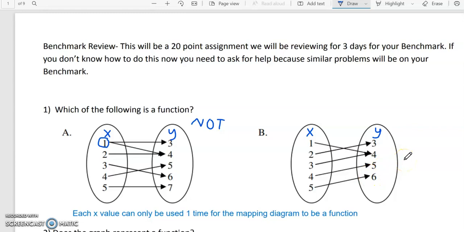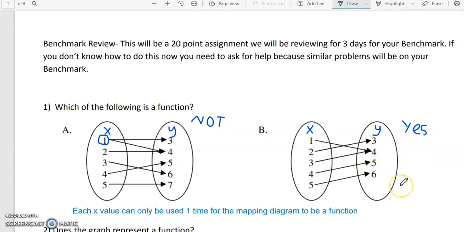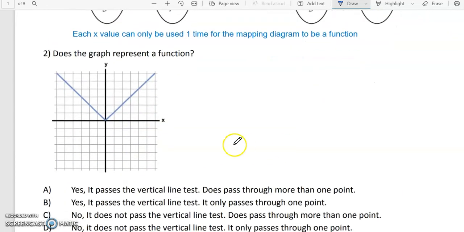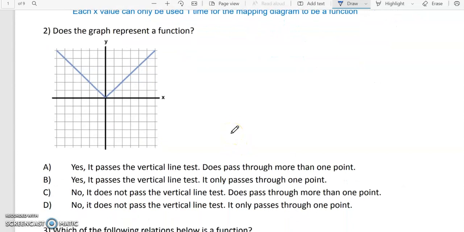All right, let's go ahead and look at number 2. Feel free to pause the video if you need to. Just want to write the word yes there so you know that this is a function. For number 2, it says, does the graph represent a function?